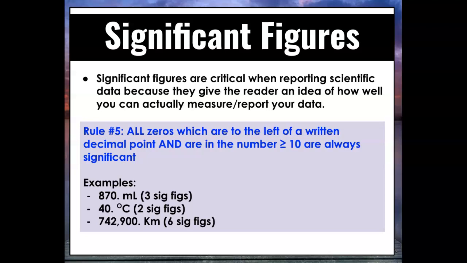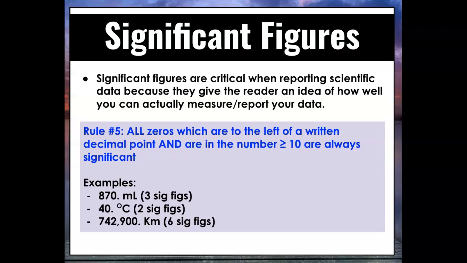So, rule number 5. All zeros which are to the left of a written decimal point and are a number greater than 10 are always significant. So numbers that are before the decimal place that are greater than 10 are always going to be significant. So we have 3 significant figures in 870 milliliters. We have 40 degrees Celsius. What I need you to realize with these examples, though, is that I put the decimal place there to show you that if there is a decimal place, it means that I am telling you exactly that it is 170 marbles or 40 degrees Celsius.